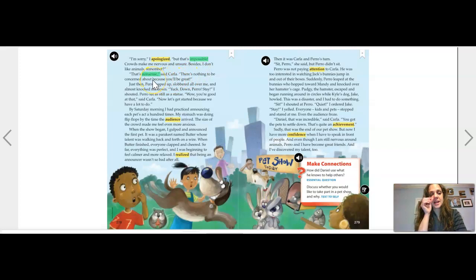And here's our last word for the day. Nonsense. That's nonsense, said Carla. There's nothing to be concerned about because you'll be great. Well, I see a root word here. What's the root word? Now identify the prefix. What is the new meaning of nonsense? Nonsense means not making sense. So that doesn't make sense, said Carla.